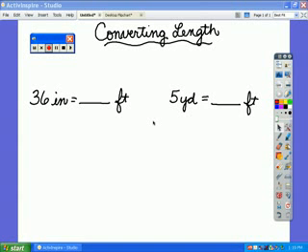We are going to do a quick little review on converting length. The first part that you need to remember is that you need to know your song so that you know how many inches in a foot and so forth. So, what is the song again? 12 inches in a foot, 3 feet in a yard, 36 inches in a yard, 1,760 yards, 5,280 feet. They both equal a mile.